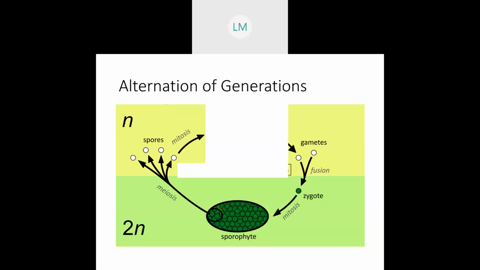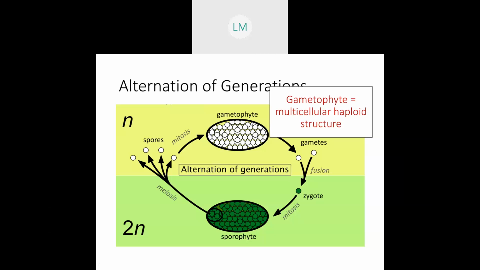And then our spores are going to undergo mitosis here. So we have our single-celled haploid structures that are going to undergo mitosis to change their cell number and turn into what we call the gametophyte. The gametophyte here is the multicellular haploid structure. So we had a multicellular diploid structure down here. We have a multicellular haploid structure up here. So this is something that, if you think of humans, we don't have this, right?